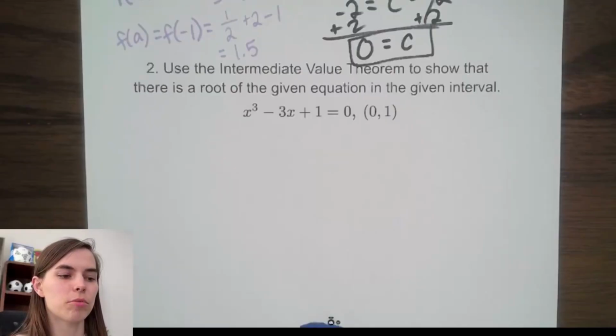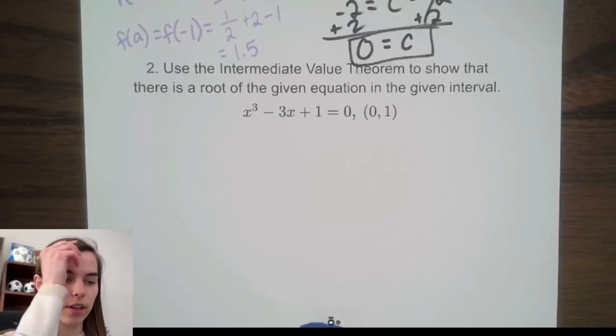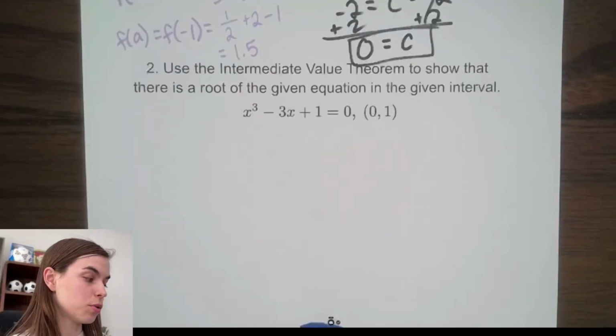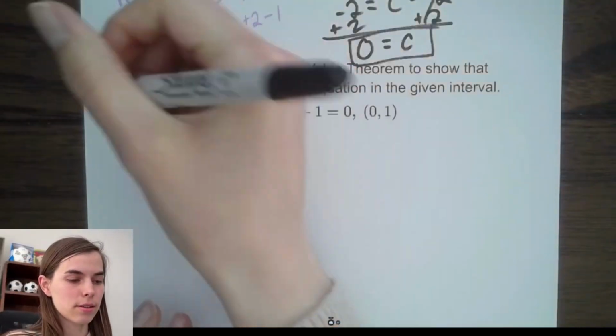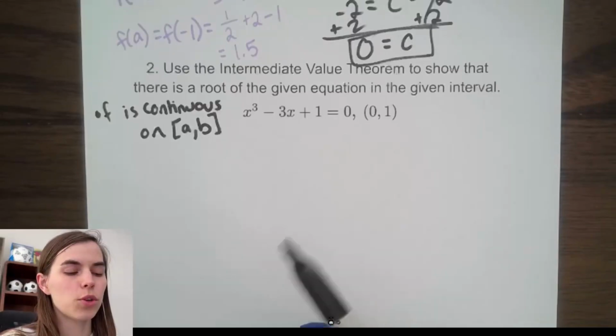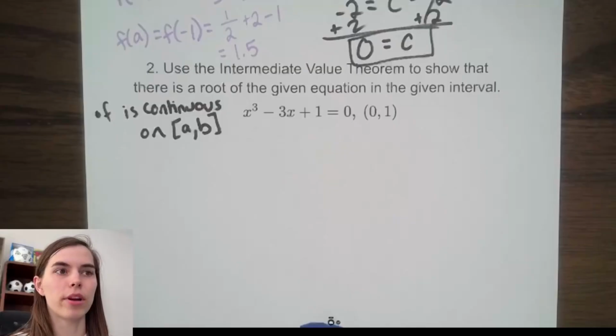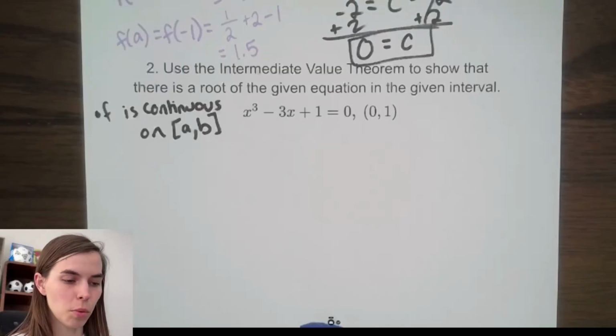All right, so here's our next problem. We are using the intermediate value theorem to show that there is a root of the given equation in the given interval. There's one condition for the intermediate value theorem that is important to note: f is continuous on the closed interval from a to b. We know this is continuous because this is a nice cubic function. It has no breaks or jumps or anything in it. So this is continuous from 0 to 1.